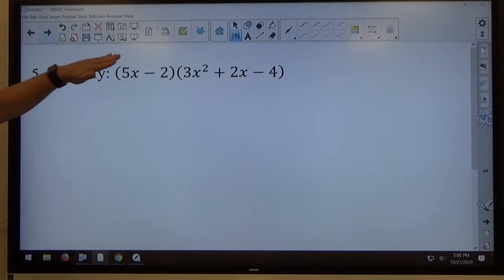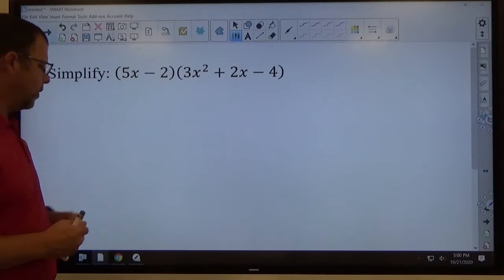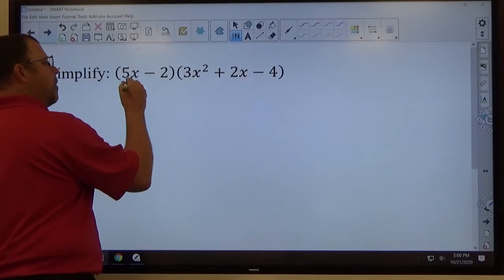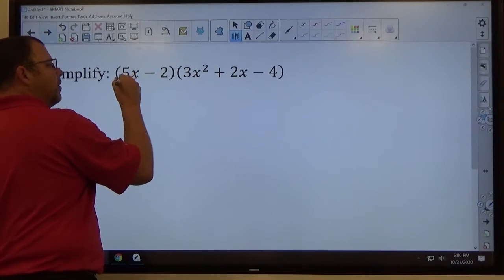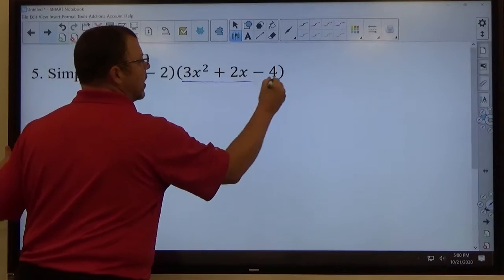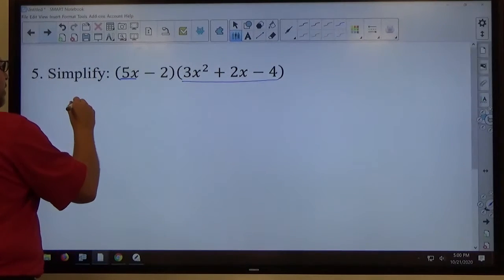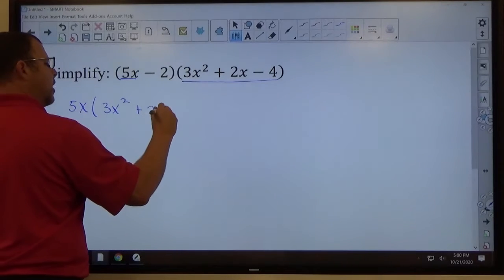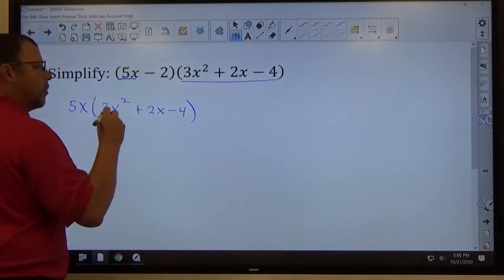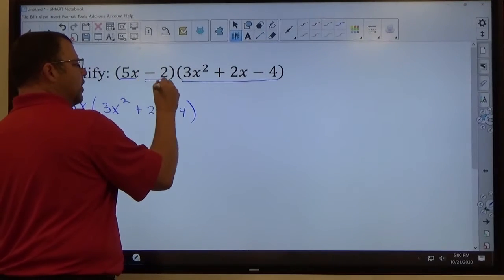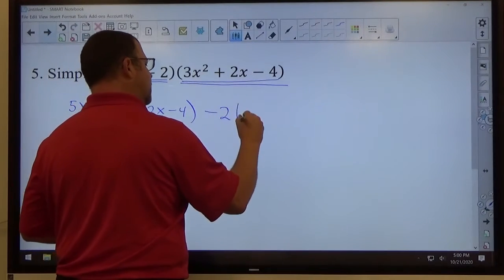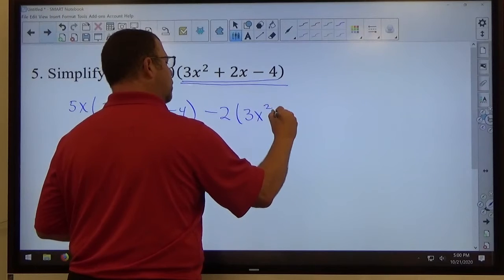Number 5, we're multiplying a binomial times a trinomial, and the technique I demonstrated for this is the advanced distributive property. So we take the first object, 5x, we're going to multiply by the entire second object. So it'll be 5x multiplied times 3x squared plus 2x minus 4. Then we take the second object in the first parentheses, negative 2, multiplied by the entire second parentheses. So minus 2 times 3x squared plus 2x minus 4.